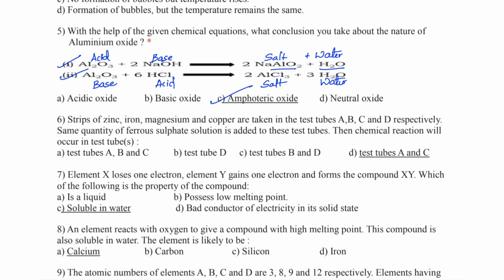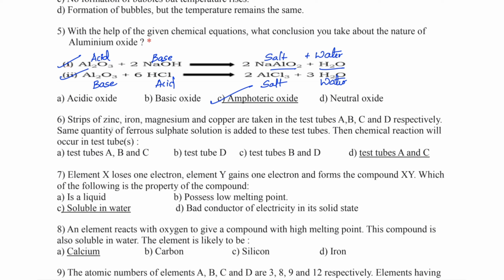Question number 6. Strips of zinc, iron, magnesium and copper are taken in test tubes A, B, C and D respectively. Same quantity of ferrous sulfate solution is added to these test tubes. Then the chemical reaction will occur in test tubes. Option A, test tubes A, B, C. Option B, test tube D. Option C, test tube B and D. Option D, test tubes A and C.